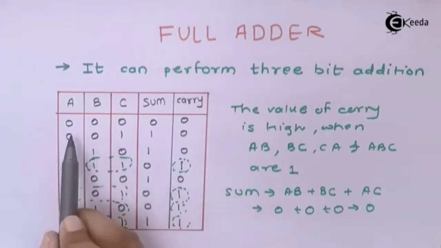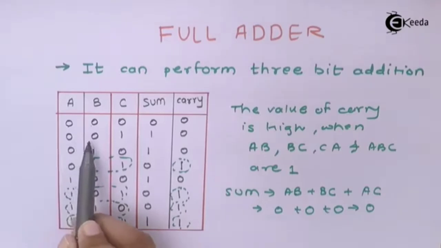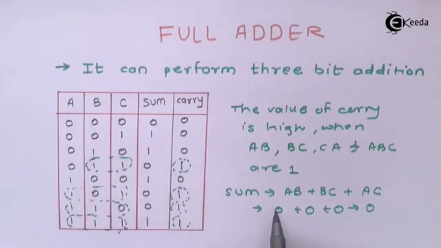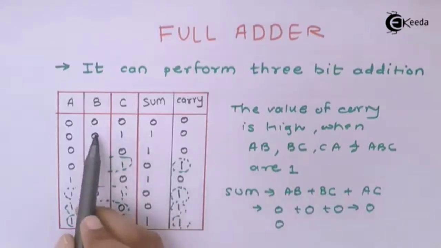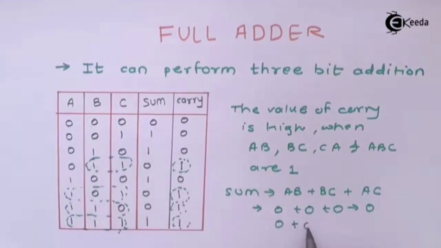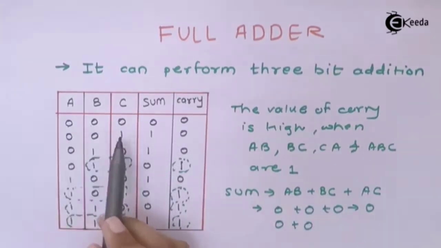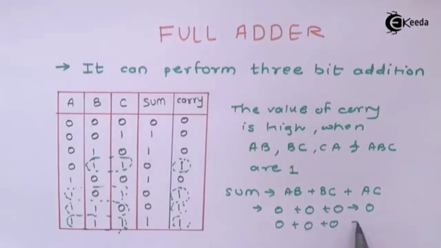Now let's take another condition. Second condition, that is value of A is 0, value of B is 0 and value of C is 1. So 0 into 0 will give 0. BC, so 0 into 1 will give us 0. And AC, 0 into 1 will give us 0. So the output will be 1.